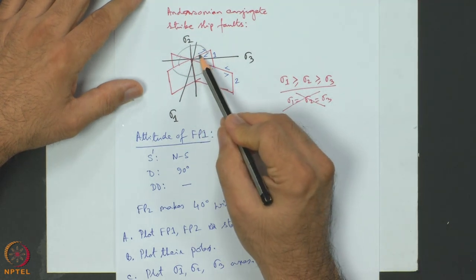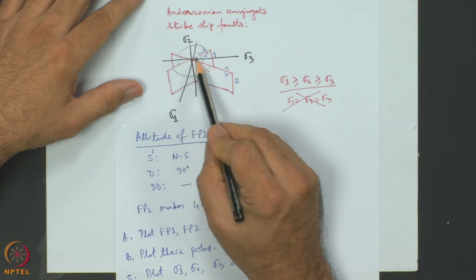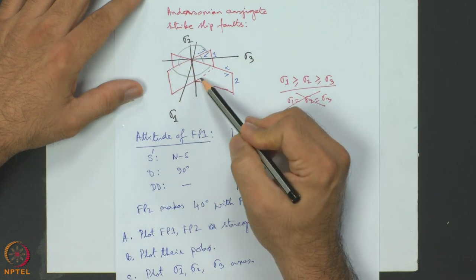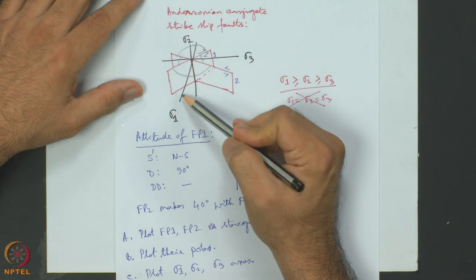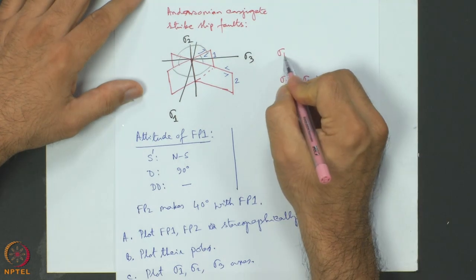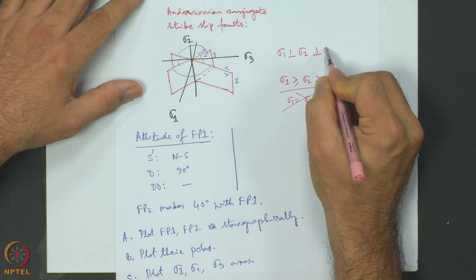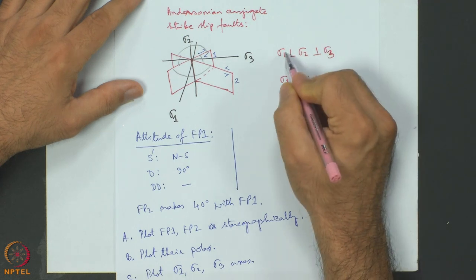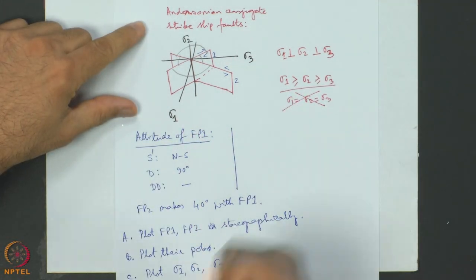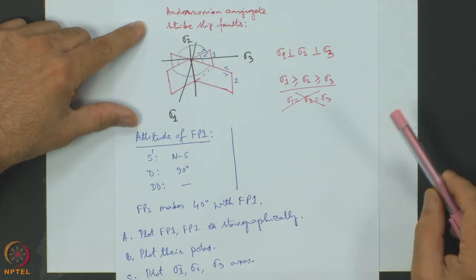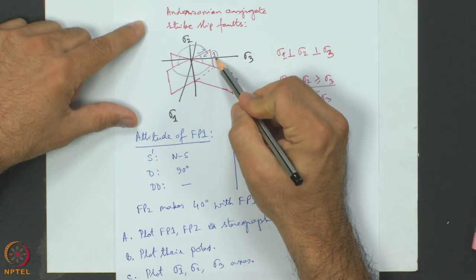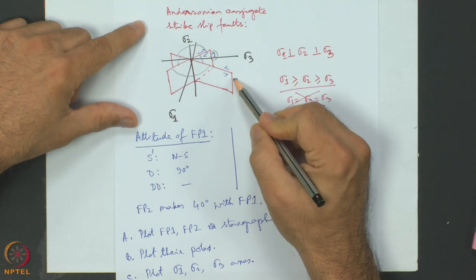The bisector of the acute angle is the sigma 3 principal stress axis, which is horizontal, and the bisector of this obtuse angle is the sigma 1 principal stress axis, which is also horizontal, and all the principal stress axes are perpendicular to each other. Sigma 1 is perpendicular to sigma 2, sigma 2 is perpendicular to sigma 3. Sigma 2 is vertical, sigma 1 and sigma 3 in this case are horizontal. Of these two fault planes, we are calling this one plane 1 and this plane as plane 2.